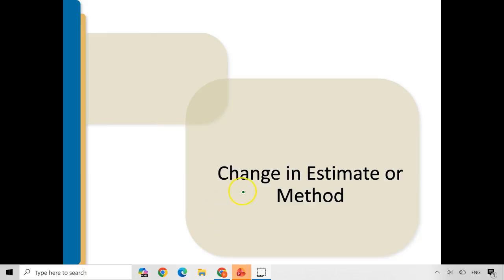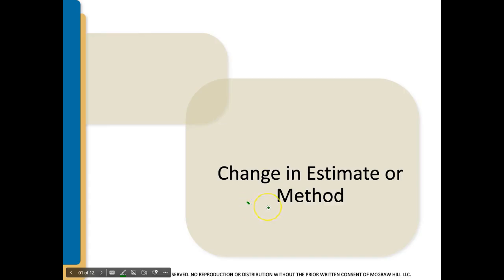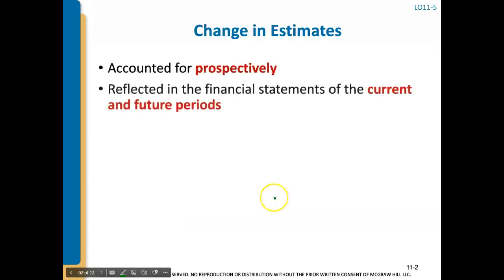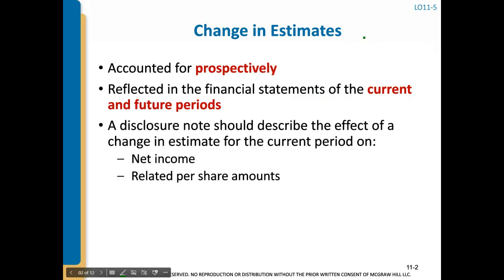Hello, in this video, we'll be going over changes in estimate or method. Sometimes when we depreciate or amortize or deplete an asset, at some point during the period that the asset is being utilized, there might be a change in estimate. That change could be a change in the useful life, or a change in the salvage value, also called residual value. When that happens, we have to account for it, and we account for it prospectively.